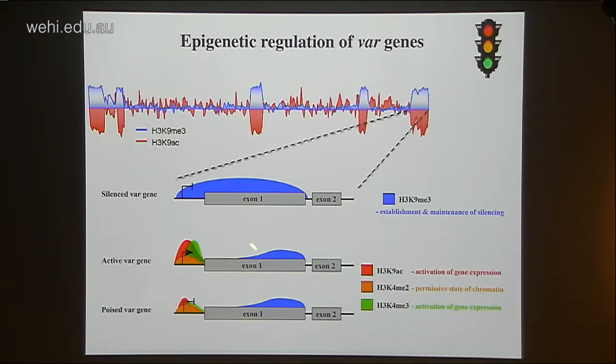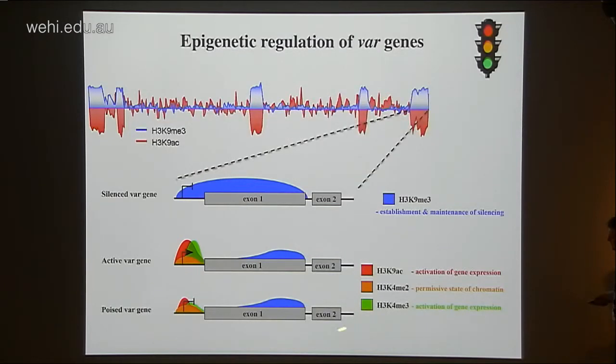For the active VAR gene, we know that not only does it have to be at the nuclear periphery in that euchromatic area, but it has to be marked with these different marks, particularly on histone 3. Histone 3 lysine 9 acetylation is linked with activation of the VAR gene, and histone 3 lysine 4 methylation, particularly in the promoter region, is also a mark that is important for active VAR gene transcription.